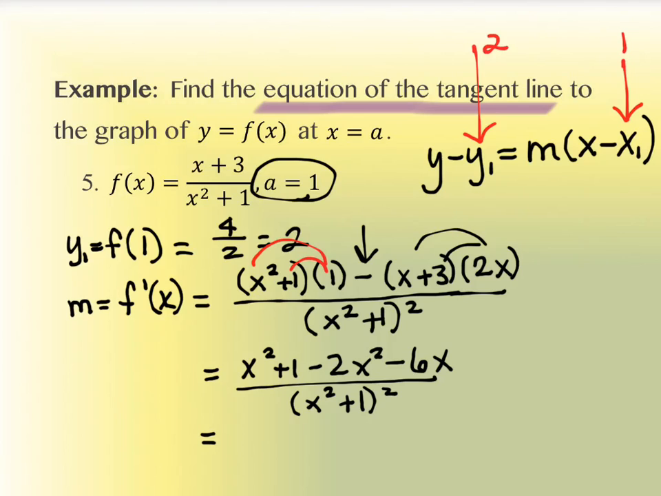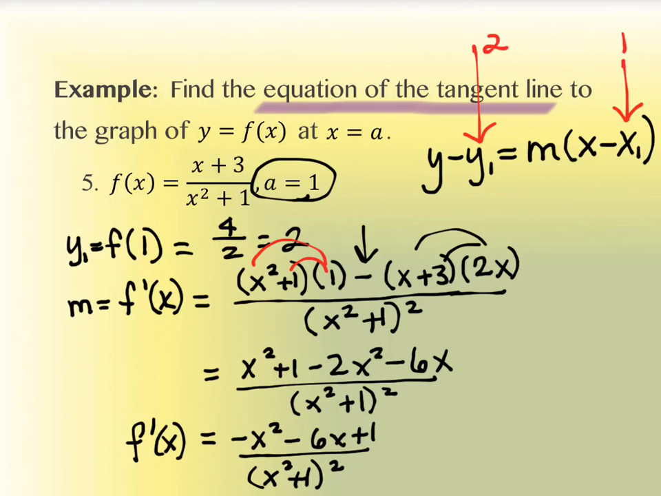So what do we have on the numerator that we'll combine? X squared and the negative 2x squared to give me negative x squared. And then minus 6x plus 1. And then x squared plus 1 squared. All right, so this is my function f prime of x. But again, we didn't really want f prime of x. We want f prime of what? 1, because that's the x value, or a value is how they described it that we were given.